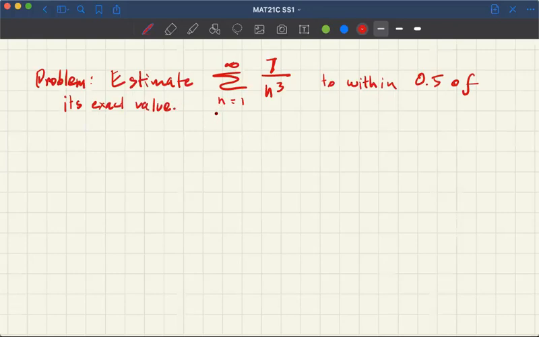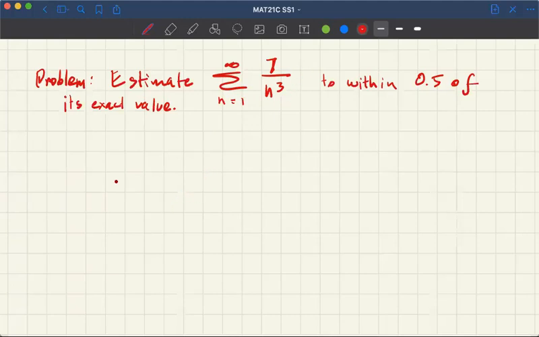First of all, my question for you is, why does this series converge? Because it just gets smaller and smaller. Does it look like anything we have seen before? The p-series test. It's just a multiple, right? It's 7 times the p-series. Great, so we know it converges. We want to estimate its value within 0.5 of its exact value. We know it converges, but we don't know what it converges to.